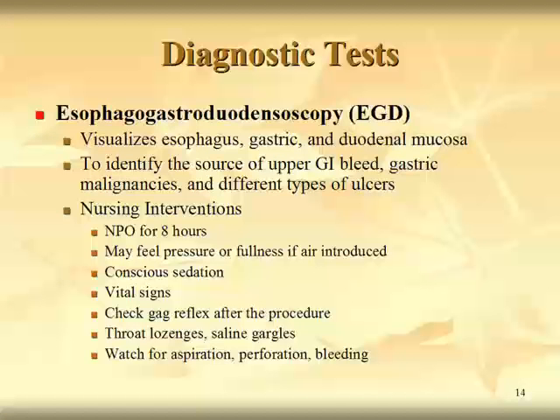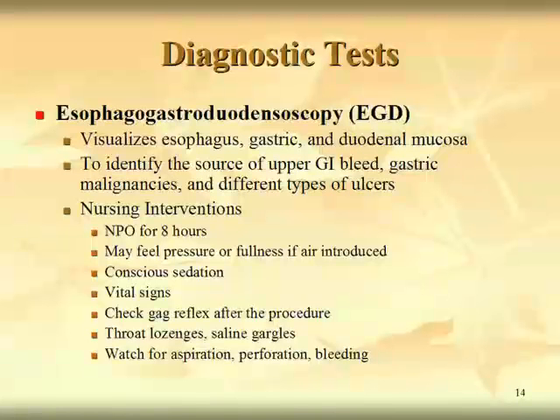Another diagnostic test is called an EGD. It's the esophagogastroduodenoscopy, and this actually looks at the esophagus, the stomach, and the duodenal mucosa, and it can look for upper GI bleeds, gastric malignancies, and different types of ulcers.